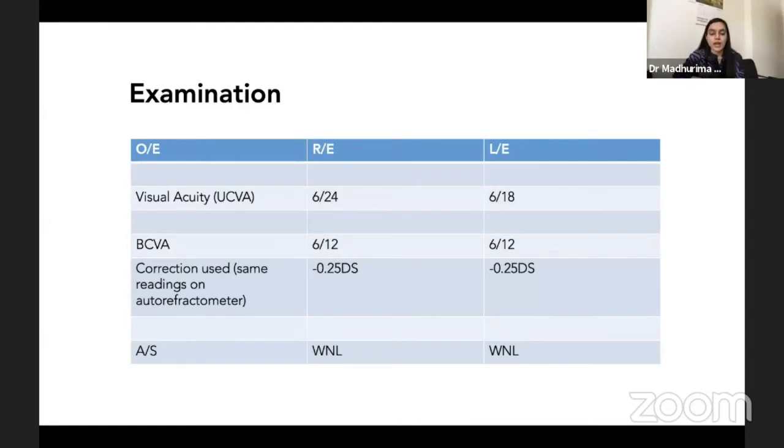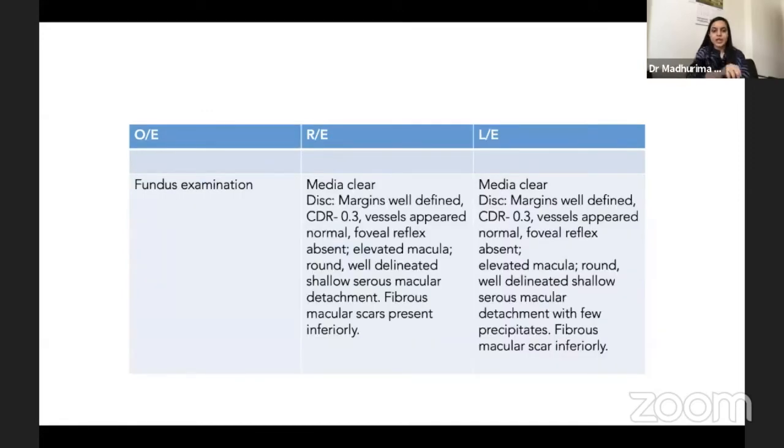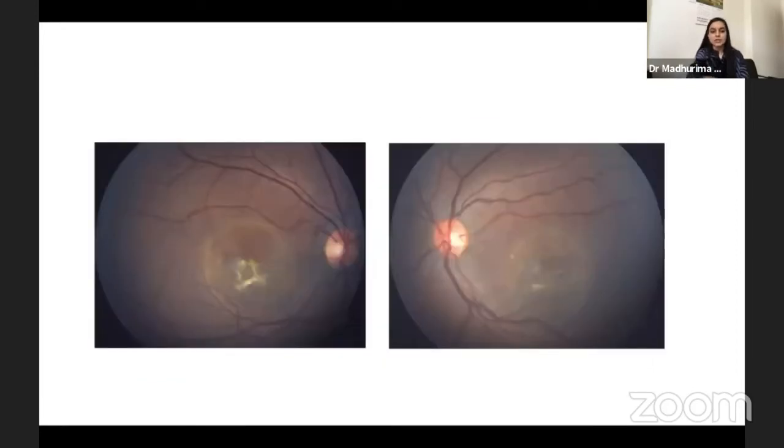In the examination of the right eye, the uncorrected visual acuity was 6/24, which improved to 6/12 with a minus 0.25 diopter sphere lens. And in the left eye, it was 6/18, which improved to 6/12 with a minus 0.25 diopter sphere lens. The anterior segments were normal. In the fundus examination of the right eye, the disc and the vessels were normal. The macula appeared elevated, the foveal reflex was absent, and there was a round, well-delineated, shallow, serous macular detachment. Inferiorly, fibrous macular scars were present. A similar picture was seen in the left eye, and there were some scattered subretinal deposits which were visible.